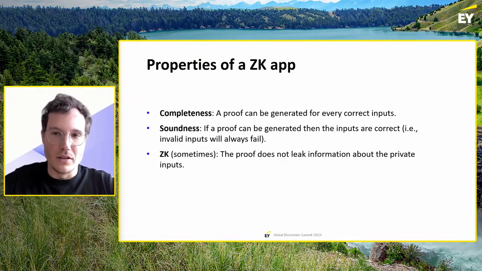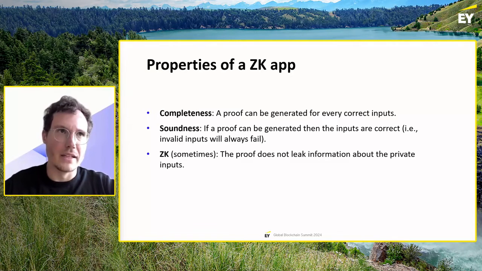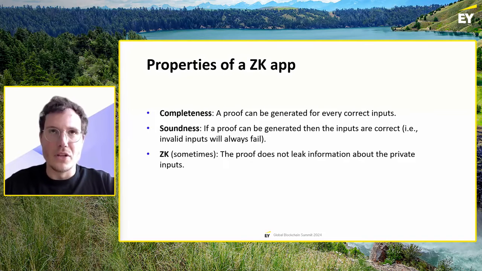Now let's quickly go over some properties of ZK apps and such proof systems. The first one is called completeness. It basically means that every correct input can always yield a valid proof. The second one is soundness. We can define it as: no invalid input can ever produce a valid proof. And the third one is the zero knowledge property, which we may want in case we want privacy, right? Because it means that the proof does not leak any information about some private inputs.